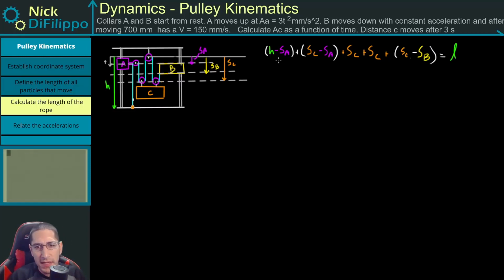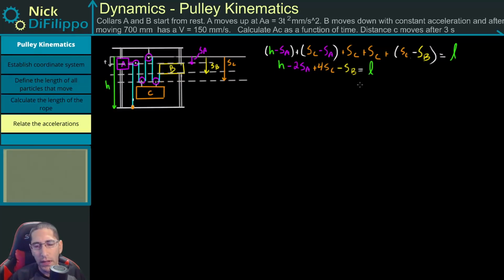Now I'm going to clean this up. I'm going to say this is going to be h minus 2SA plus 1, 2, 3, 4 SC minus SB. And this is going to be, again, equal to L. Now let's take the derivative of my position with respect to time, so I'll get velocities. When I get the velocities, all my constants go away, so I'm left with minus 2 times the velocity of A plus 4 times the velocity of C minus the velocity of B is equal to 0.